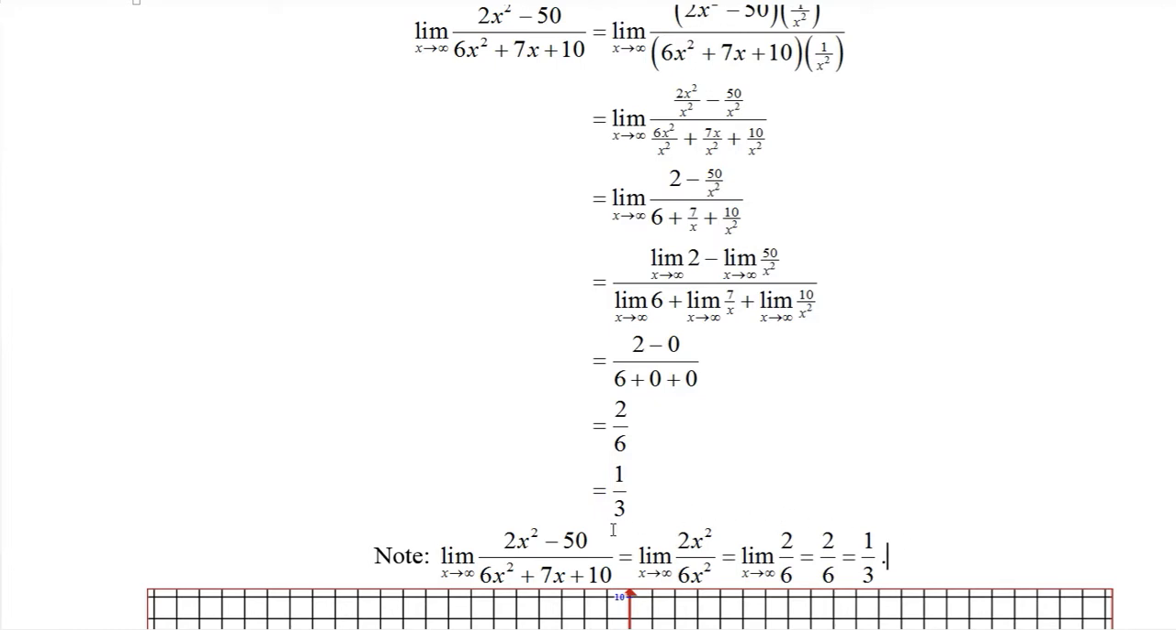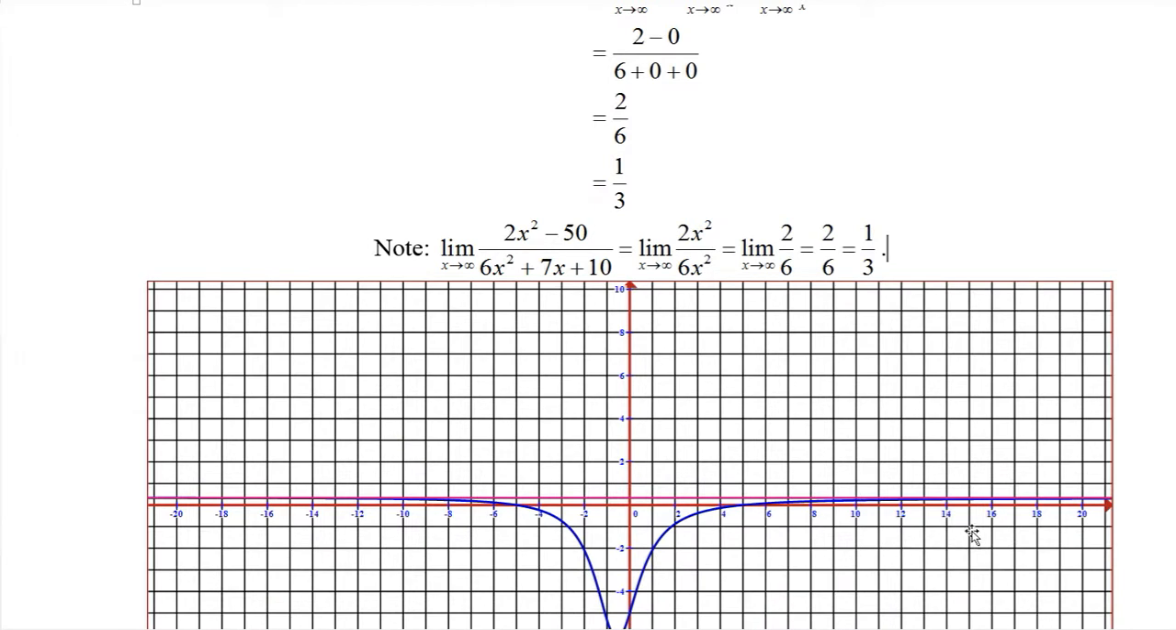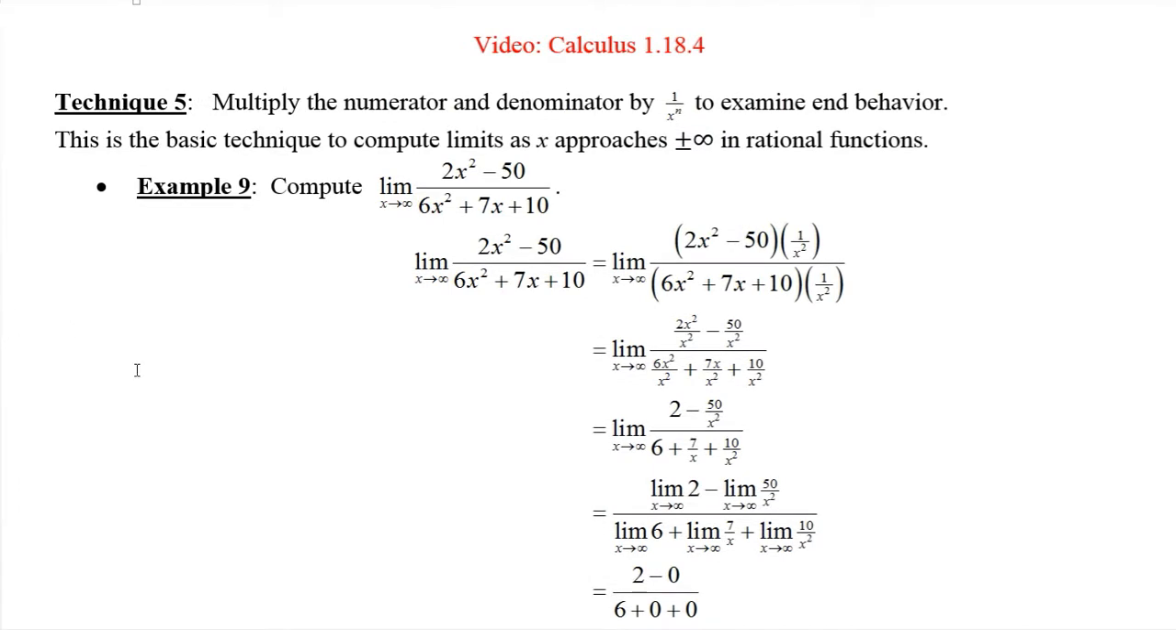We should be able to verify this graphically by seeing that y equals 1/3 is what the graph approaches asymptotically. On the far right, I've graphed this red line y equals 1/3, and we see that the graph is coming closer and closer to that value. This particular one is actually a continuous function. Notice that 6x squared plus 7x plus 10 is never 0.